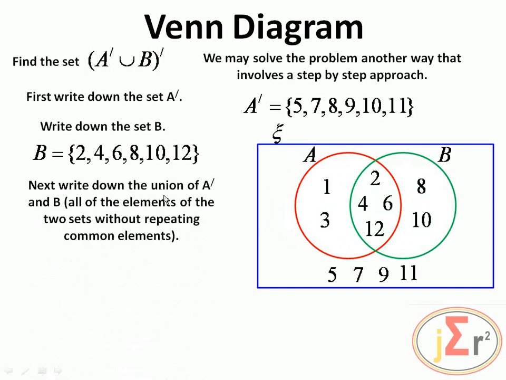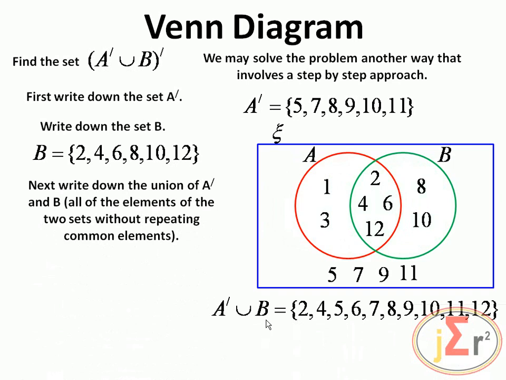Next, write down the union of A complement and B. That is, all of the elements of the two sets without repeating common elements. So we have A complement and B. So let us unite them. When we unite them, we get the set that contains 2, 4, 5, 6, 7, 8, 9, 10, 11, and 12. But this is not the set that we want.